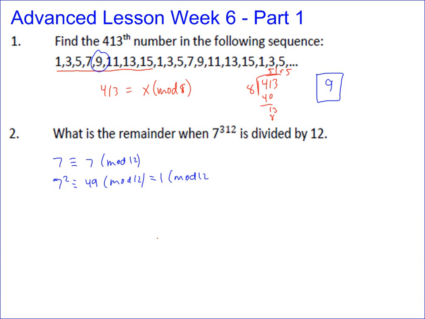And whenever you find a 1 mod 12, that can be very beneficial because 1 mod 12 raised to any power is just 1. So we can rewrite this as 7 squared raised to the 156th power, right? Because 2 times 156 equals 312. Well, 7 squared is just equal to 1 mod 12, to the 156, but 1 to the 156th power is just 1. So the remainder when 7 to the 312 is divided by 12 is just 1.